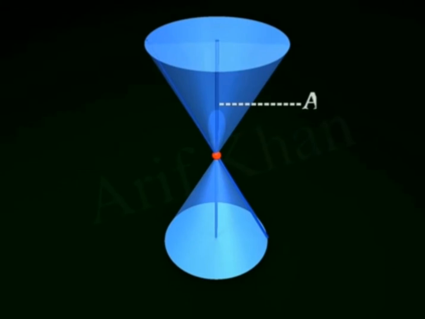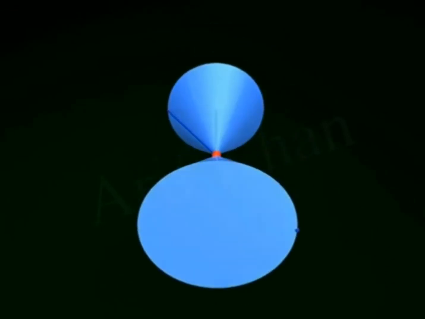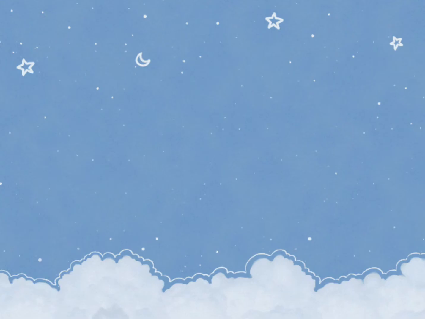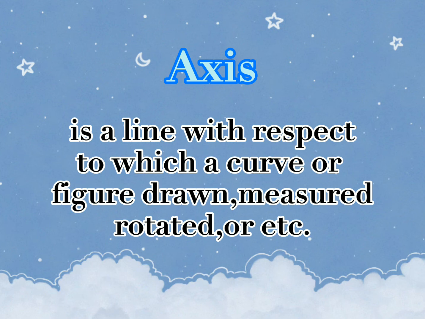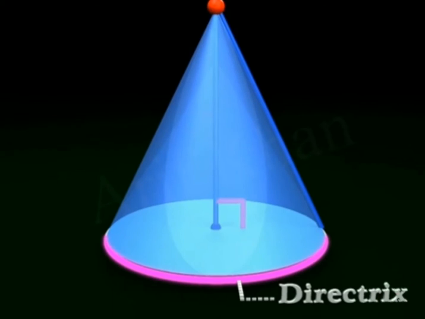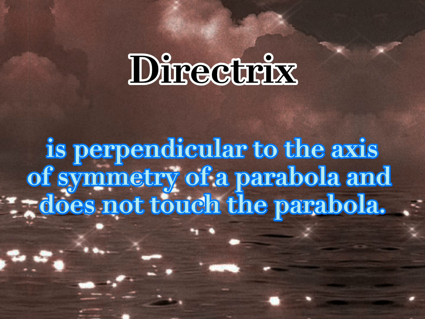And the line that remains fixed is called the axis. A right circular cone has a circular base, and its axis is always the perpendicular line from the center of the base to the vertex. Axis is a line with respect to which a curve or figure is drawn, measured, rotated, etc. The perimeter of the base is called the directrix. Directrix is perpendicular to the axis of symmetry of a parabola and does not touch the parabola.